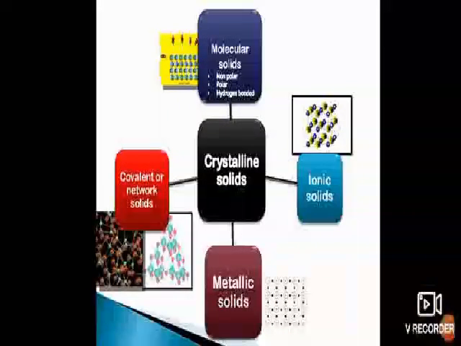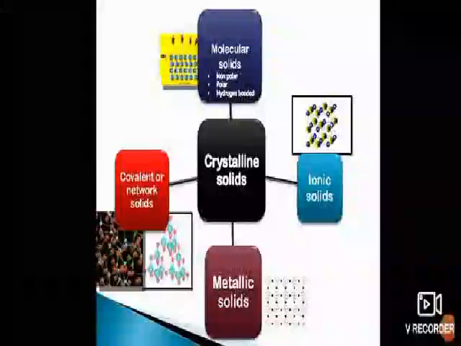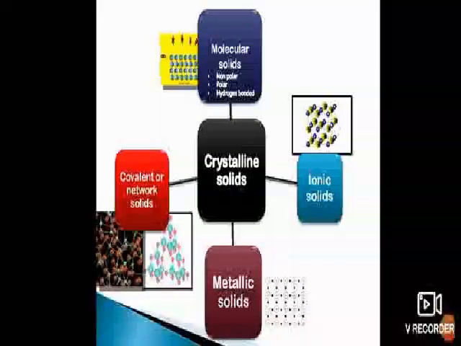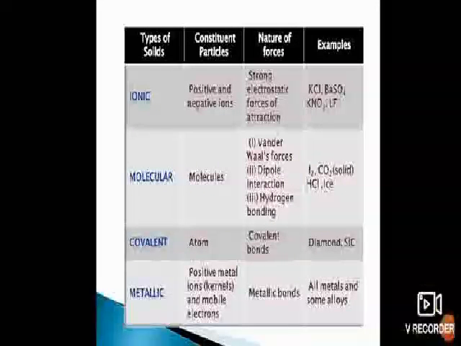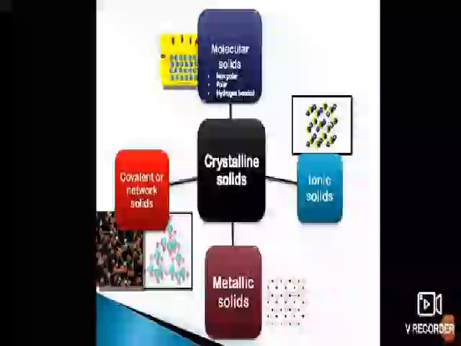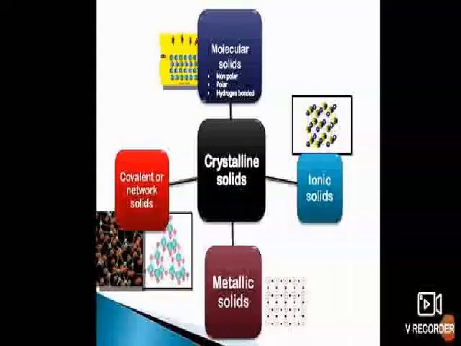They are the molecular, covalent or network, ionic, and metallic solids. Under the molecular solids, you have to remember there are three types: non-polar, polar and hydrogen bonded solids. Till now we have only learned classification. First, we learned the different types of classification of the solid state as crystalline and amorphous. Second, today we learned the classification of crystalline solids into 4 categories: molecular, covalent, ionic and metallic solids.